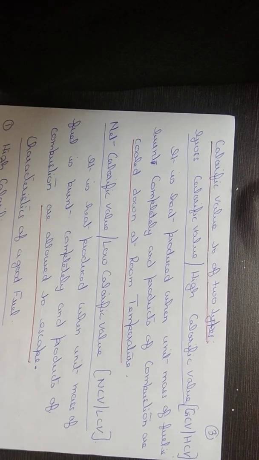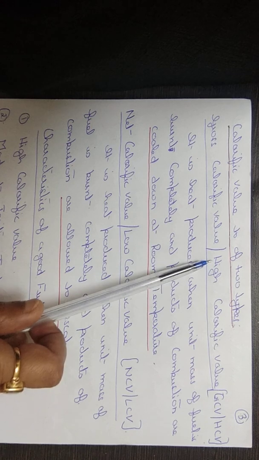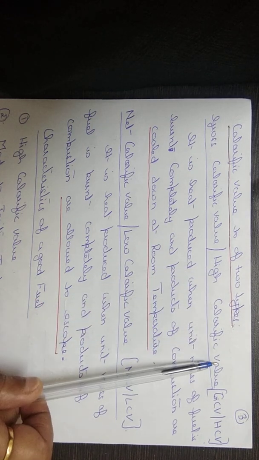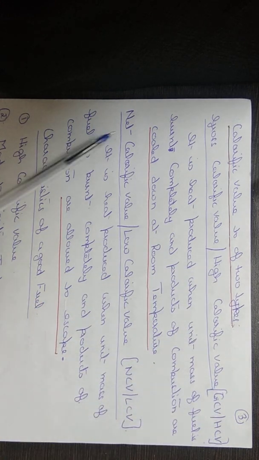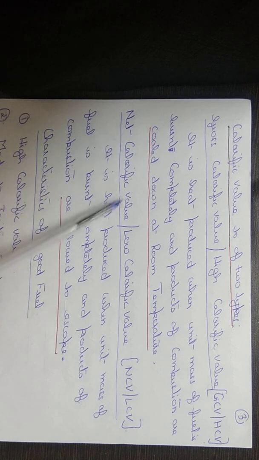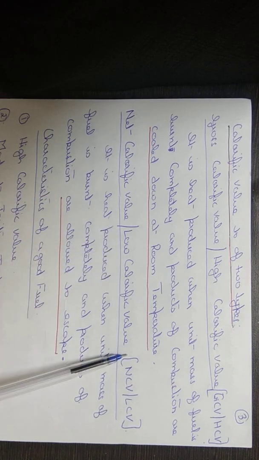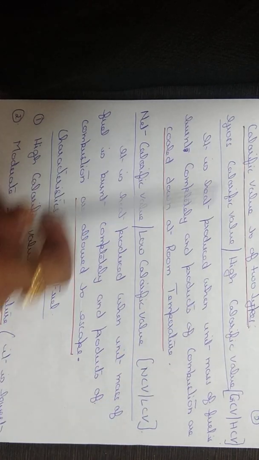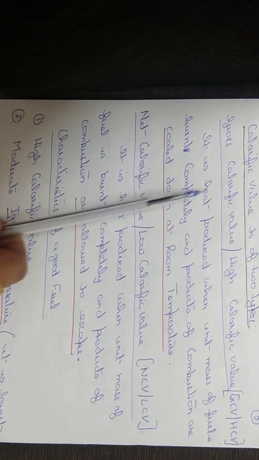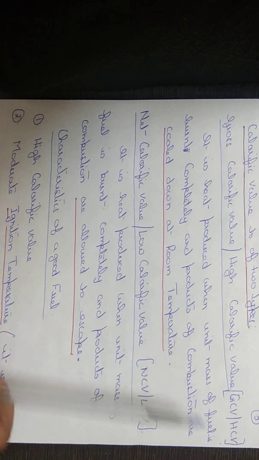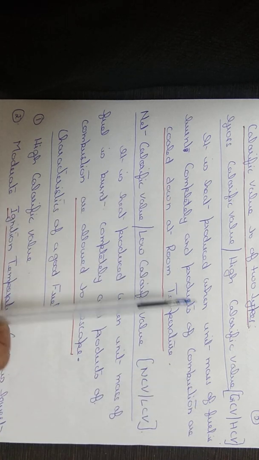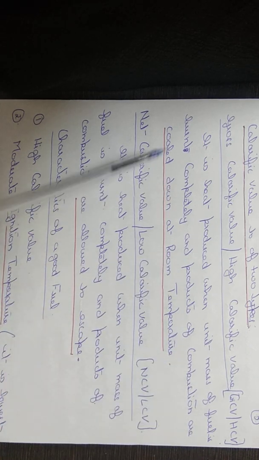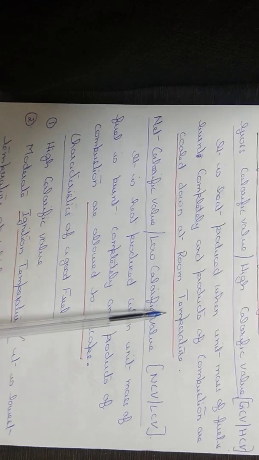Now, we have two types of calorific values: gross calorific value, also known as high calorific value, GCV or HCV. And the second is net calorific value or low calorific value, NCV or LCV. The gross calorific value is defined as the heat produced when a unit mass of fuel burns completely and the combustion products are cooled down to room temperature.